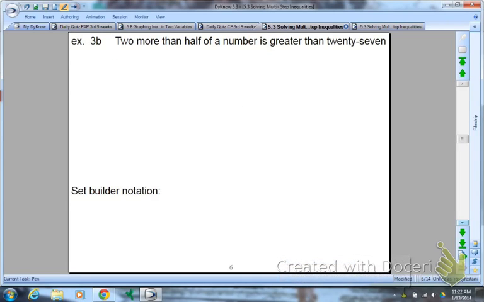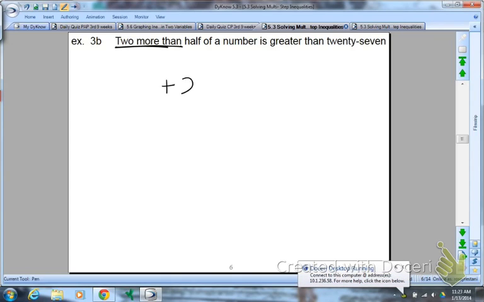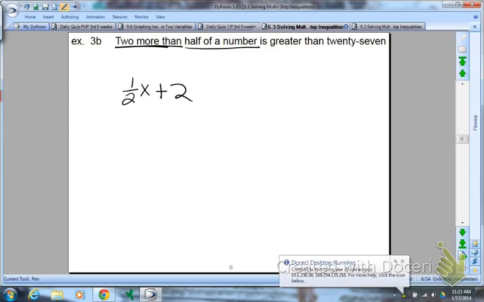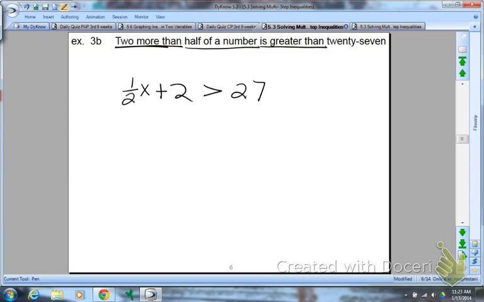Okay, you come up with the equation for this one. 2 more than half of a number is greater than 27. Okay, right here where it says 2 more than, that means something plus 2. Half of a number. How would I write half of a number? 1/2 x plus 2. Now, how many of you wrote 2 plus 1/2 x? Is greater than 27. So there's our equation.